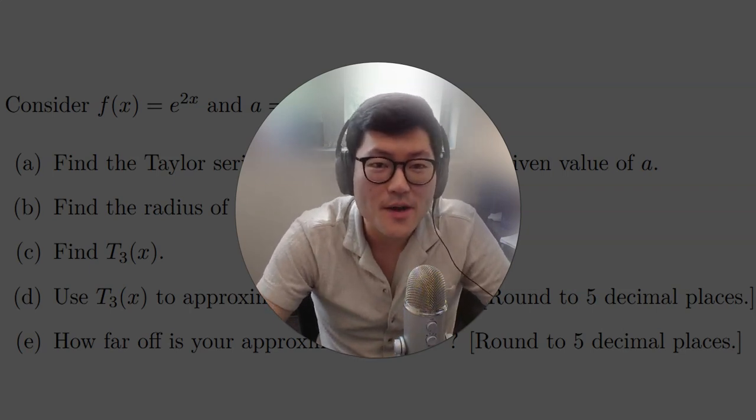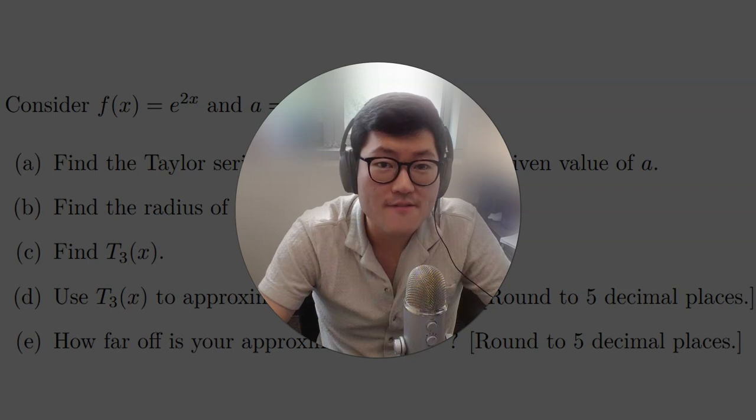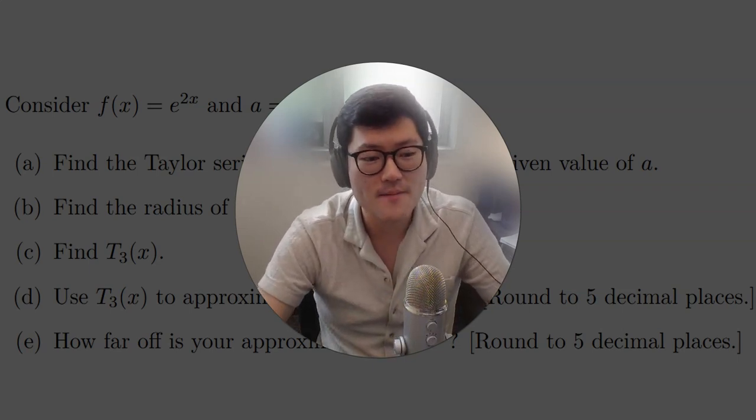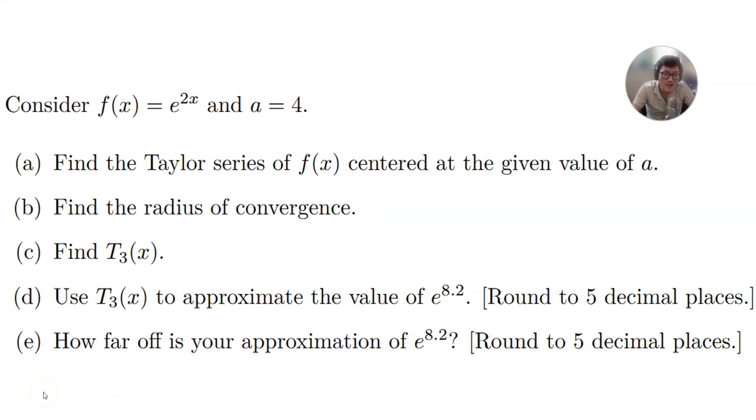In this video, we're going to go over an example of Taylor series and Taylor polynomials. So let's go ahead and jump right in. This example says, consider the function f of x, which is equal to e to the power of 2x and a equals 4. Part A says, find the Taylor series of f of x centered at the given value of a.